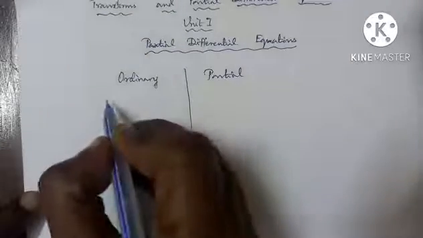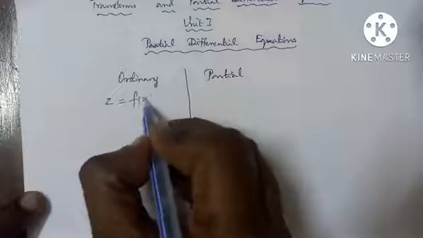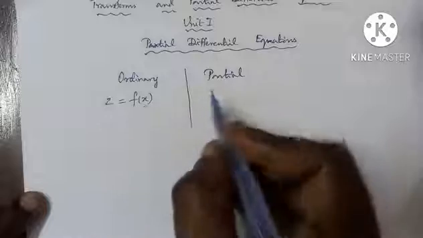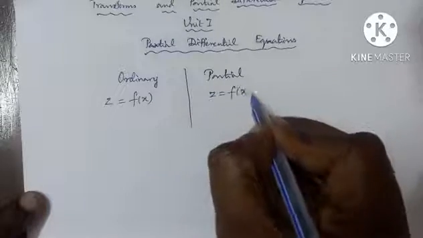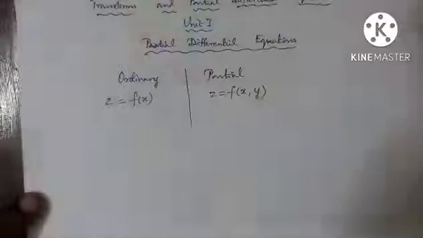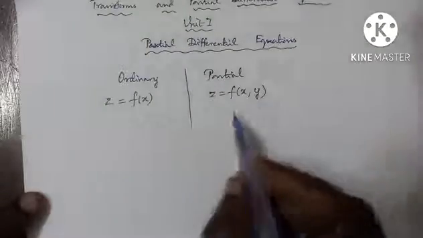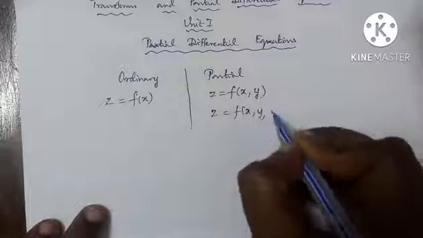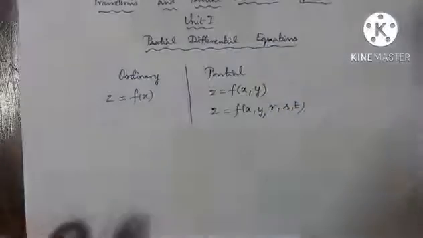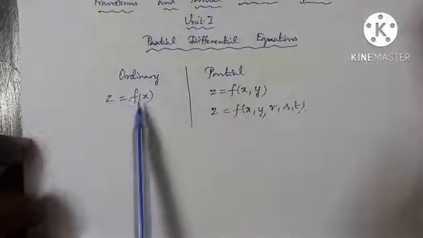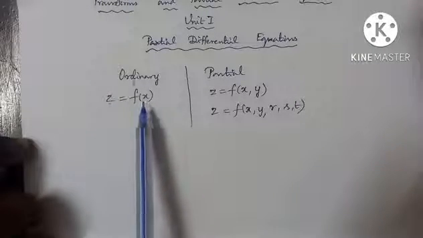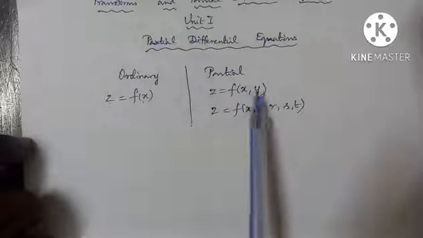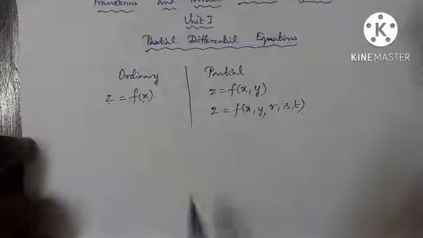So here, let us listen. Z is equal to f of x. Z is a function of one variable. Here you take Z as a function of two variables x and y, right? It need not be two variables, it can be more than that: x, y, r, s, t. So when Z is a function of one variable, ordinary differentiation comes. When Z is a function of more than one variable, partial differentiation comes.